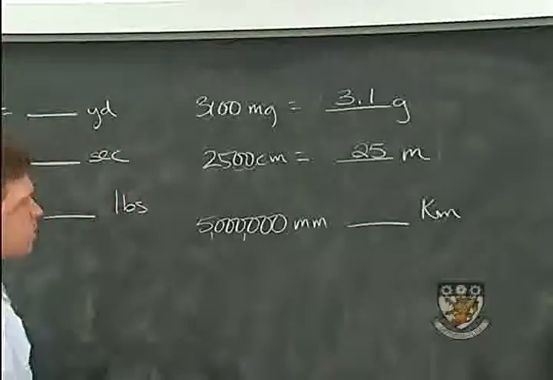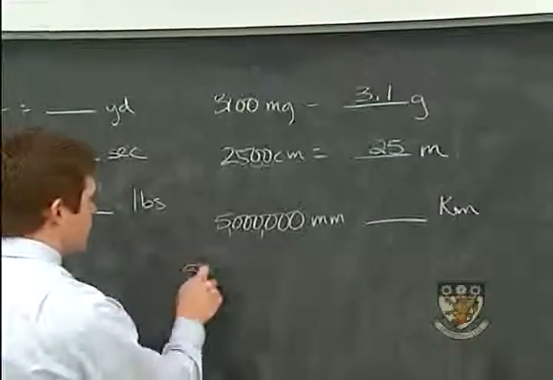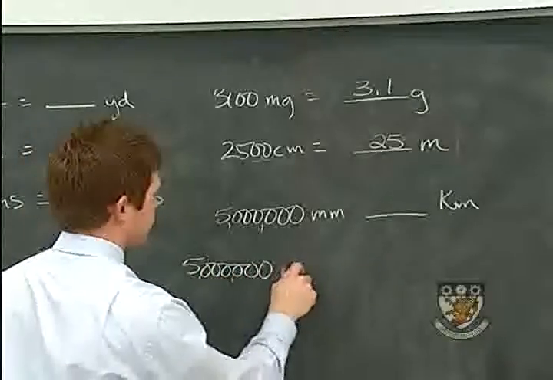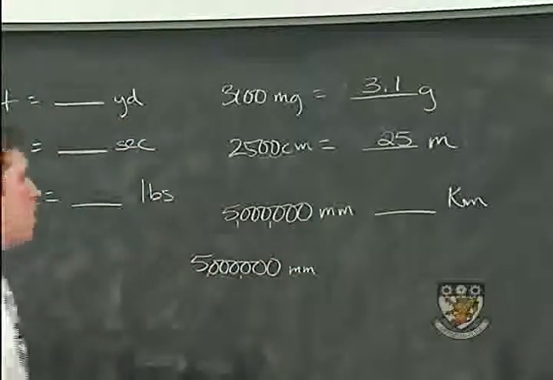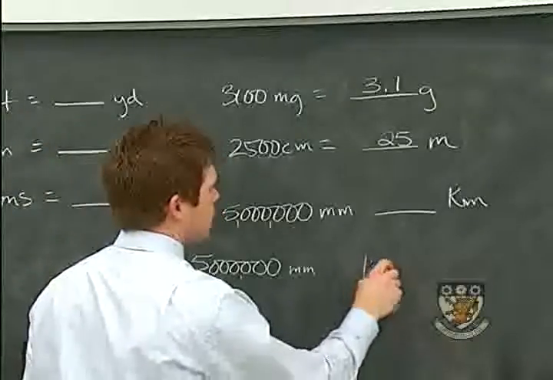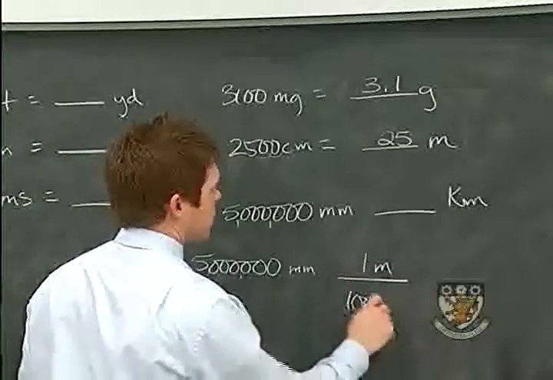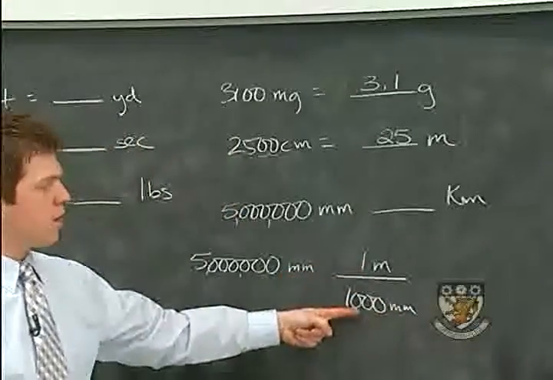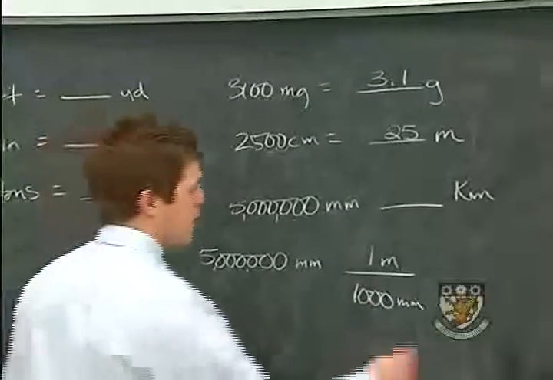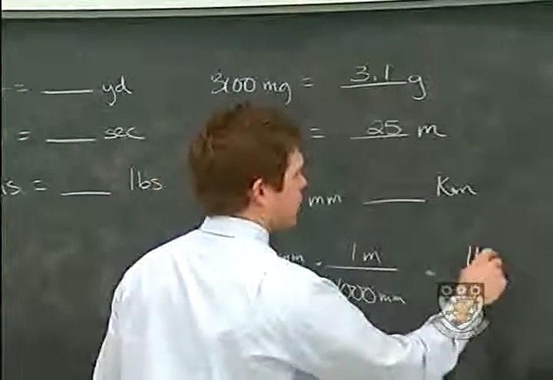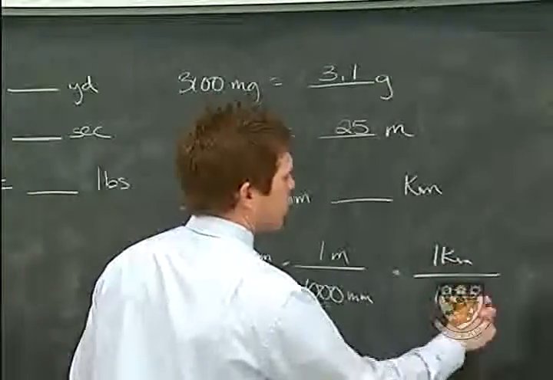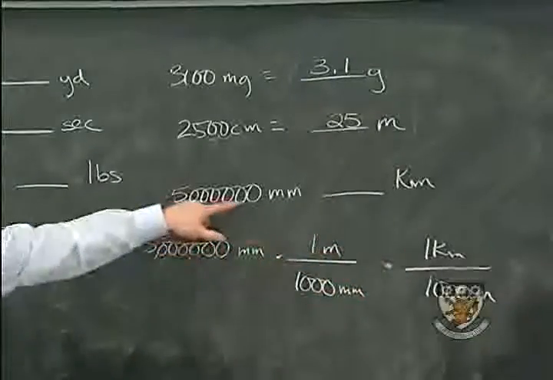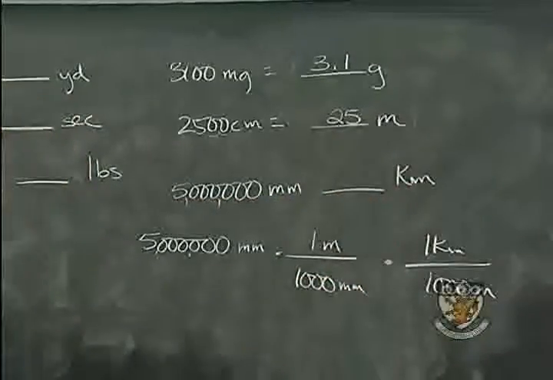And I'm going to show you this conversion on the board here. 5 million millimeters. There are, for every 1 meter, there are 1,000 millimeters. This is an equivalent number. 1 meter is equivalent to 1,000 millimeters. And 1 kilometer is the equivalent of 1,000 meters. Now this is called conversions. You're converting from millimeters to kilometers.